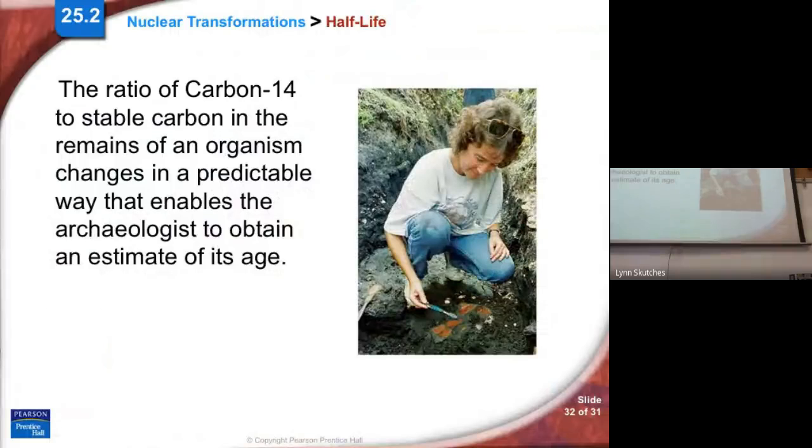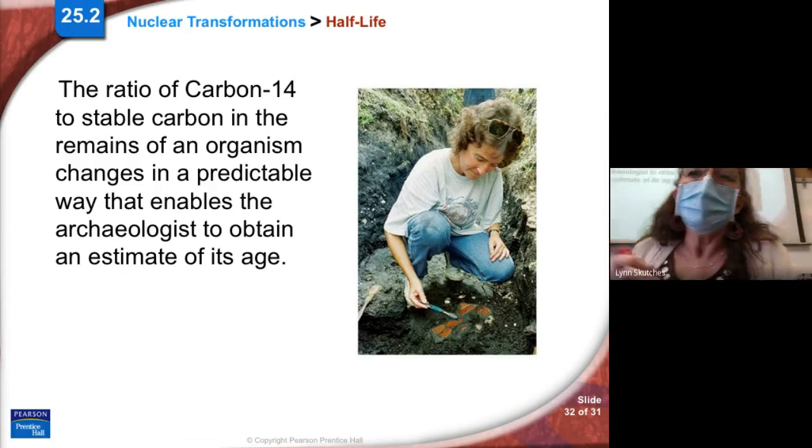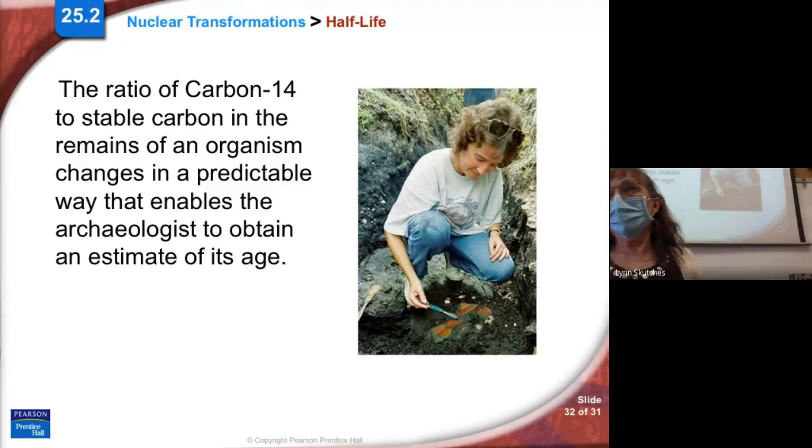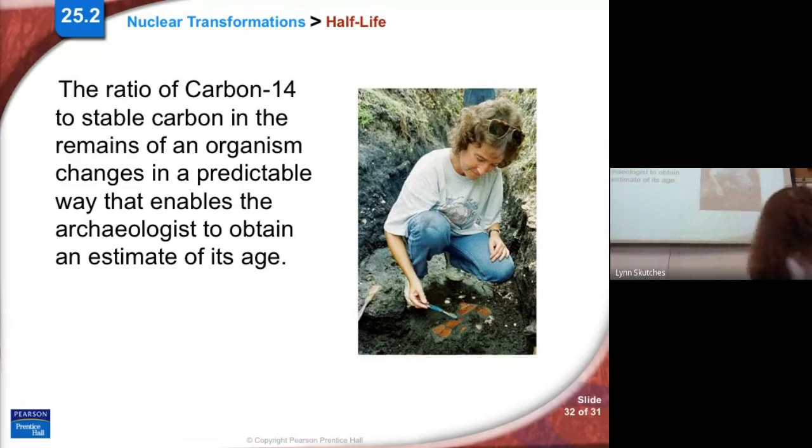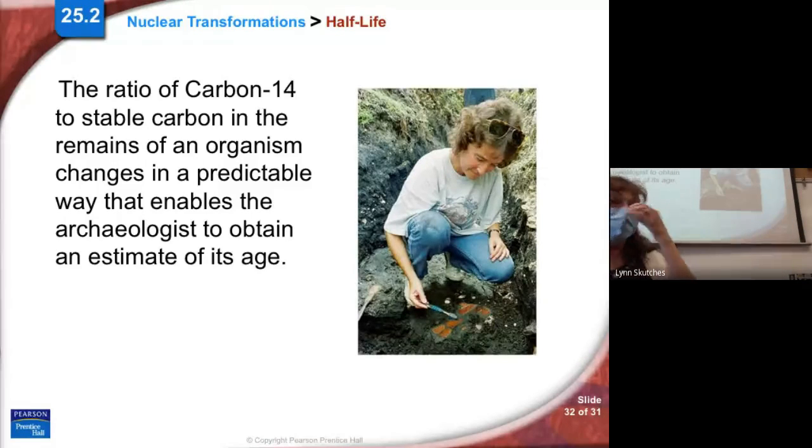So, radiometric dating. Specifically, we're going to talk about carbon-14. Radio, you can probably figure out, has to do with radioactive. And the suffix here, metric, has to do with measurement. So, radiometric dating is finding the age of something based on its radioactivity.